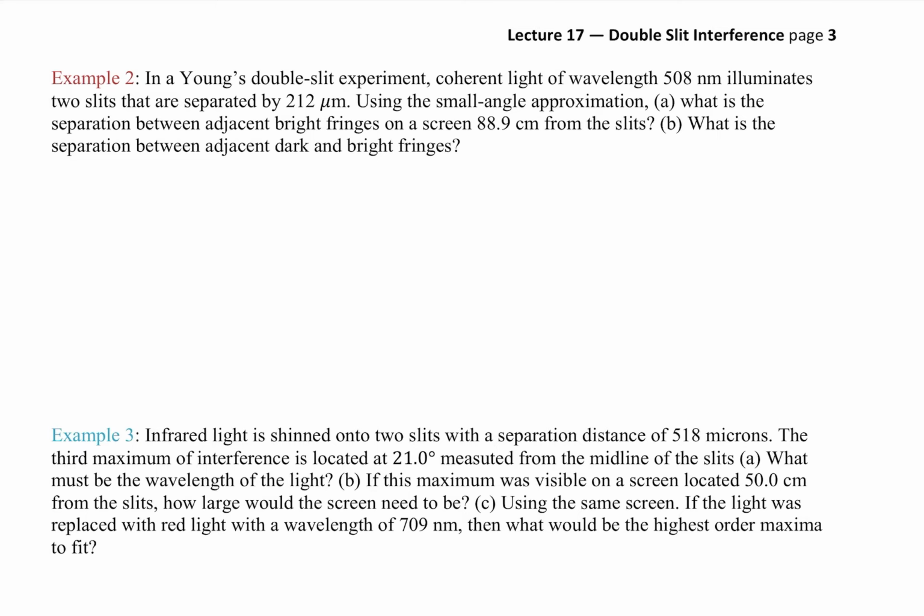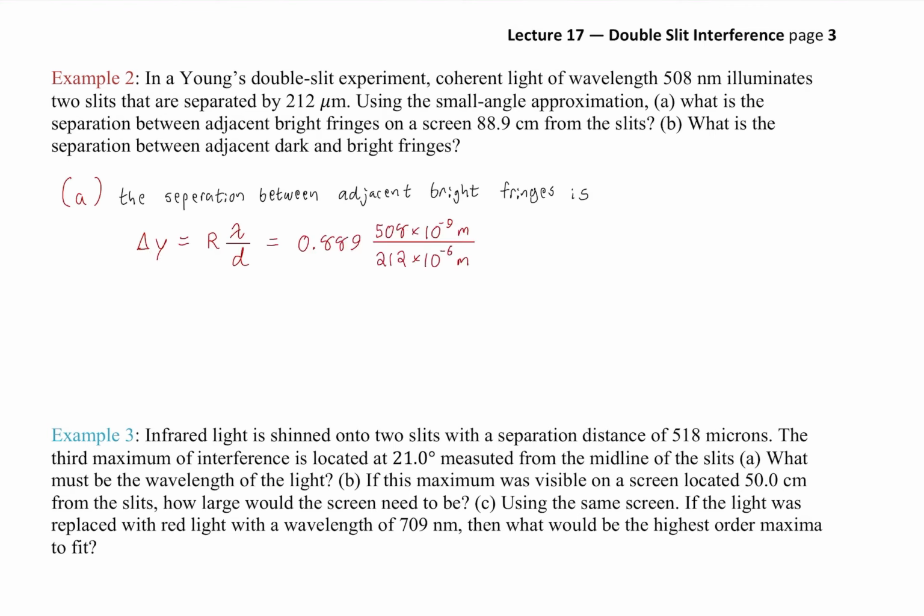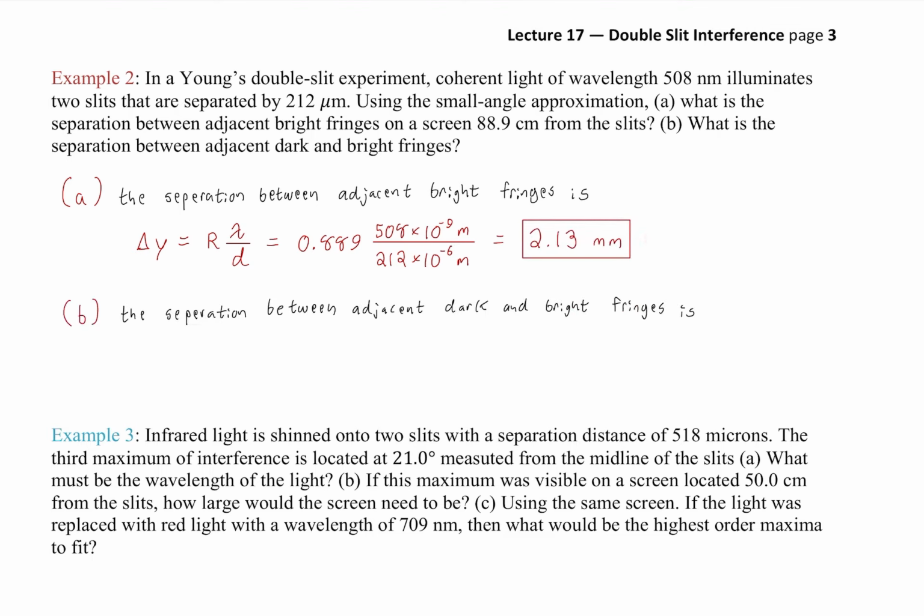All right, so just reiterating that idea that we can find separation between them, because it's such an important concept. The separation between adjacent fringes we already know is just r lambda over d. So it's just a matter of plug and chug, and we get 2.13 millimeters. Now the separation distance between adjacent dark and bright fringes would be half of that. So it's 1/2 of delta y, or 1/2 of 2.13 millimeters, which is 1.07 millimeters for these numbers.